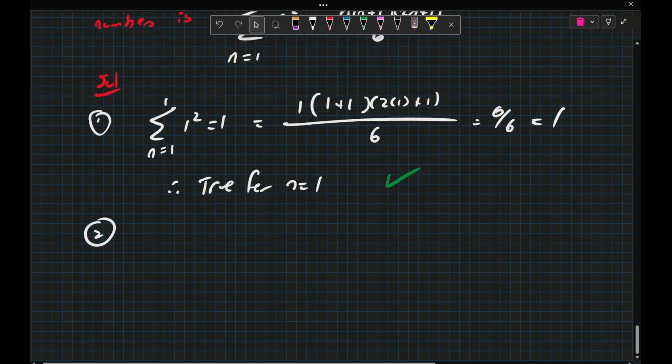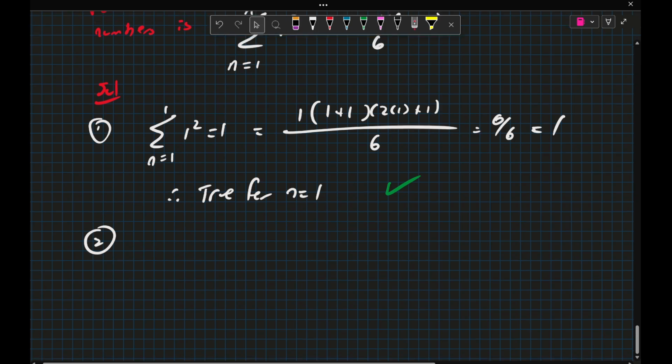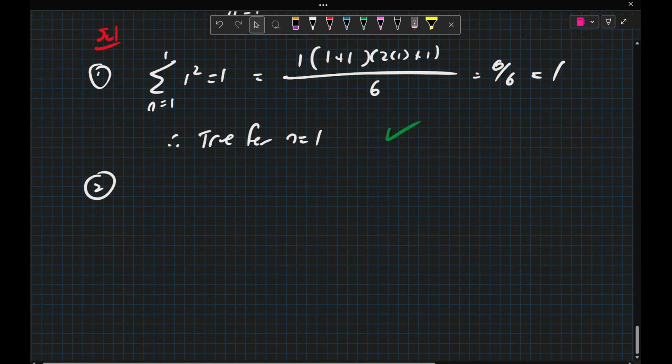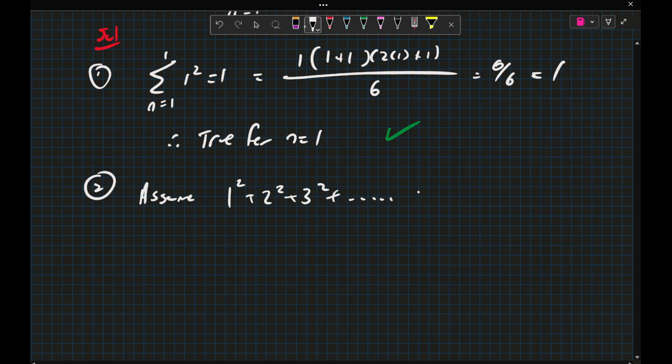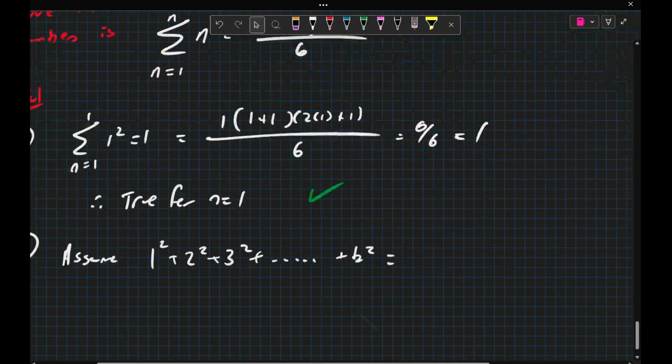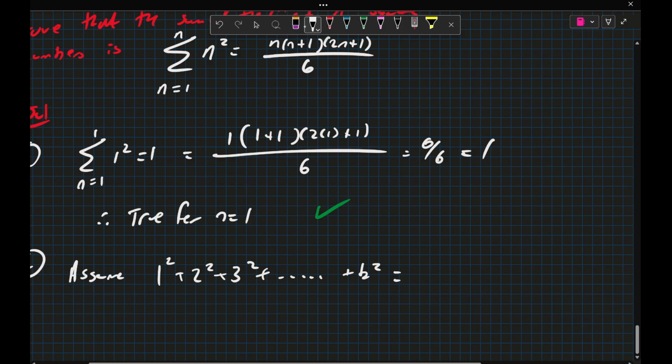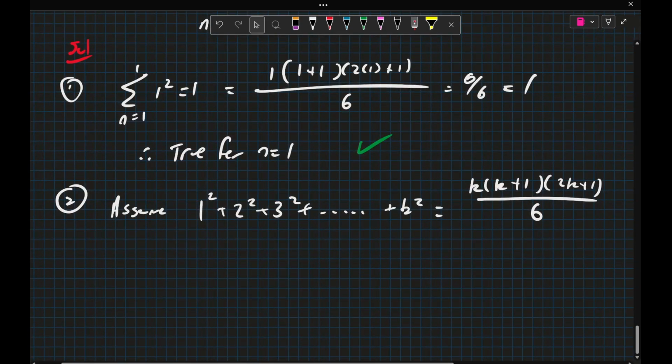Next up, this is the assumptive case, or the induction hypothesis. It doesn't matter, I tend to switch between the two. It's formally called the induction hypothesis, but I call it the assumption case. What we say is that we assume 1 squared plus 2 squared plus 3 squared plus and so on, plus k squared, is equal to, when we replace up to k here, k times k plus 1 times 2k plus 1, all over 6. We're going to assume that that's true.